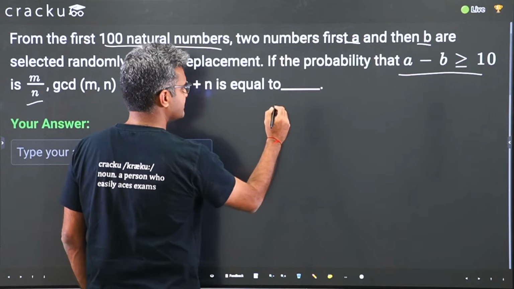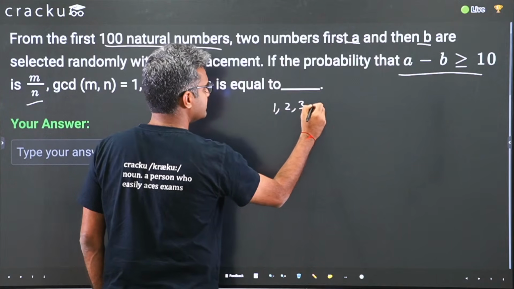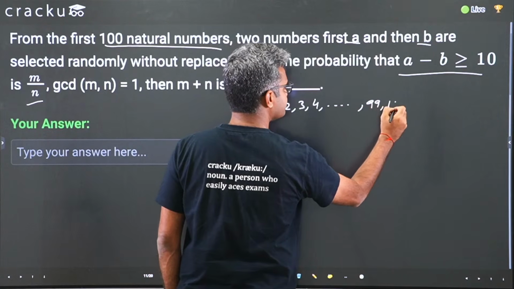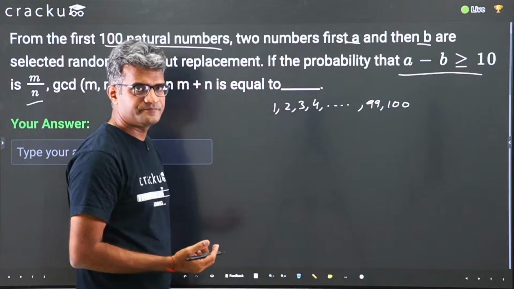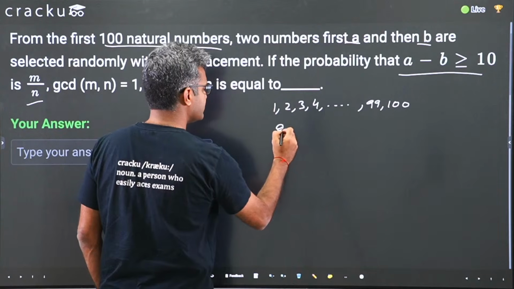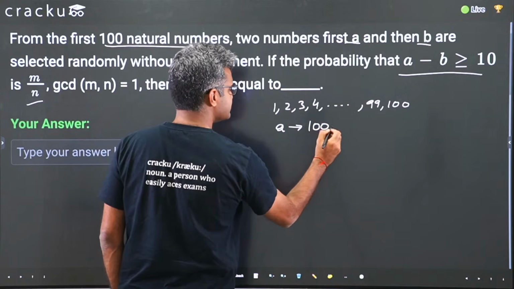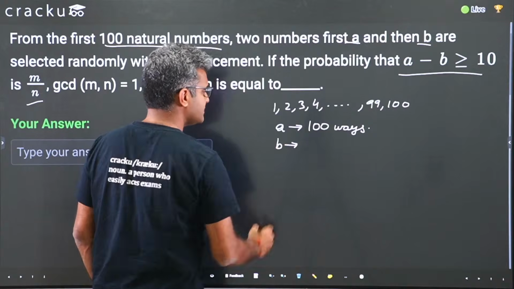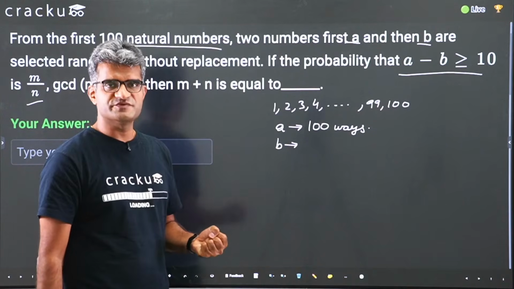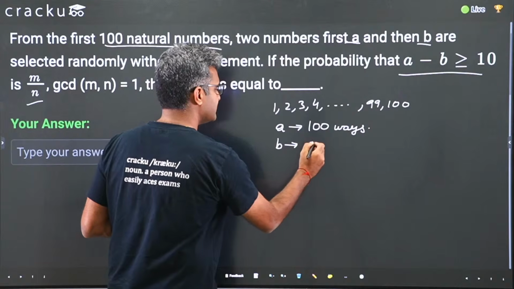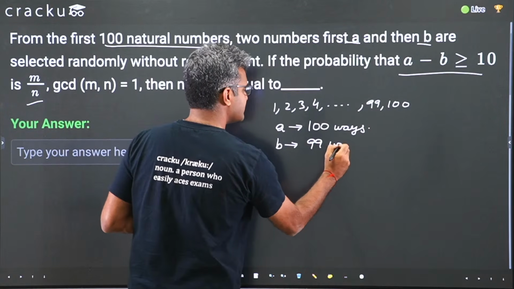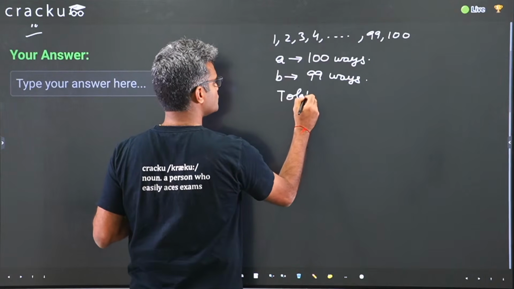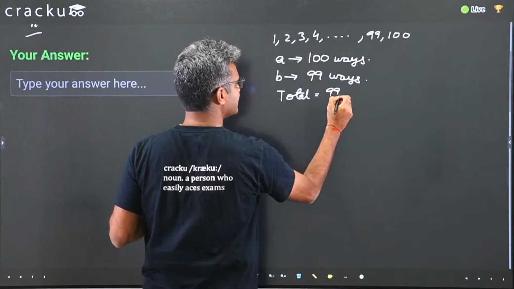So we have 100 natural numbers. They are 1, 2, 3, 4, till 99 and 100. First A is selected. In how many ways can A be selected? A can be selected in 100 ways. In how many ways can B be selected? Once A is selected, there is no replacement. So B can be any one of the remaining 99 numbers. So it can be selected in 99 ways. So what is the total number of ways in which these two numbers can be selected? It will be 99 into 100.